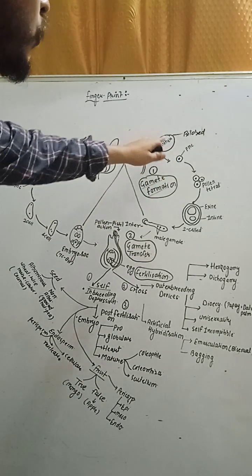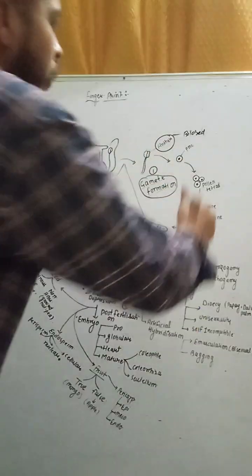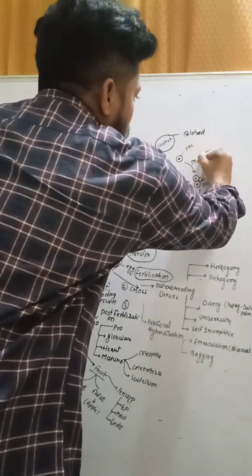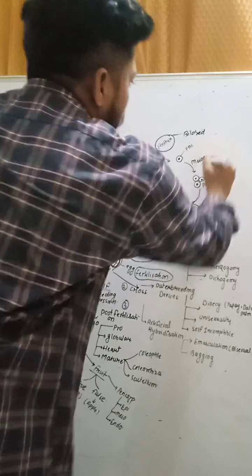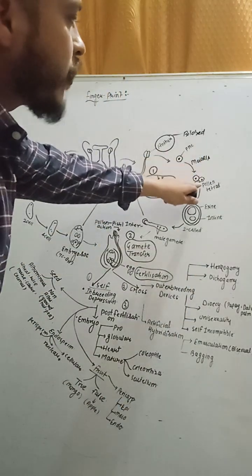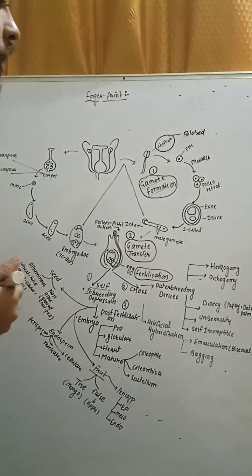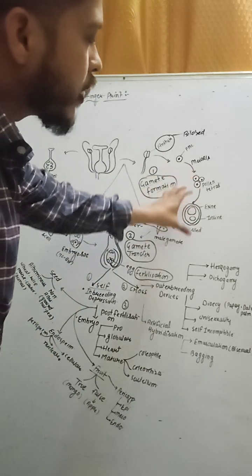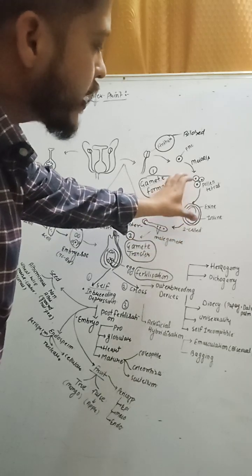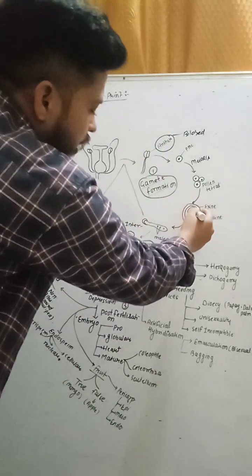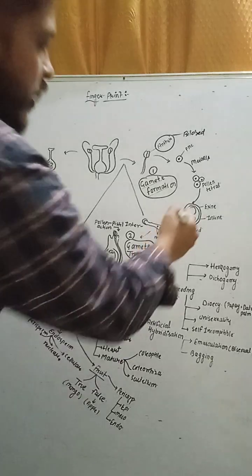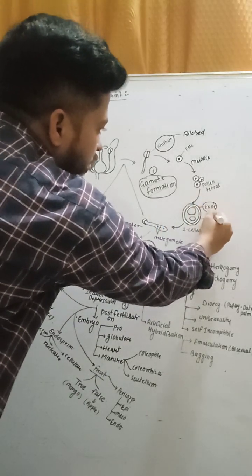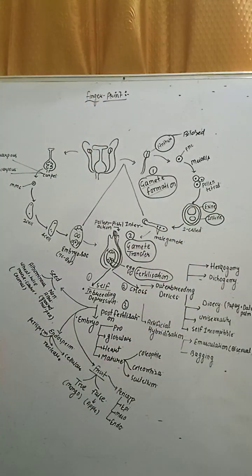Clear? So this pollen mother cell undergoes division, that is called meiosis, and forms a pollen tetrad. This pollen tetrad is haploid in nature. Each pollen tetrad helps in the development of each pollen grain. So this is a pollen grain, and the outer layer of the pollen grain is the exine, and the inner layer is the intine.